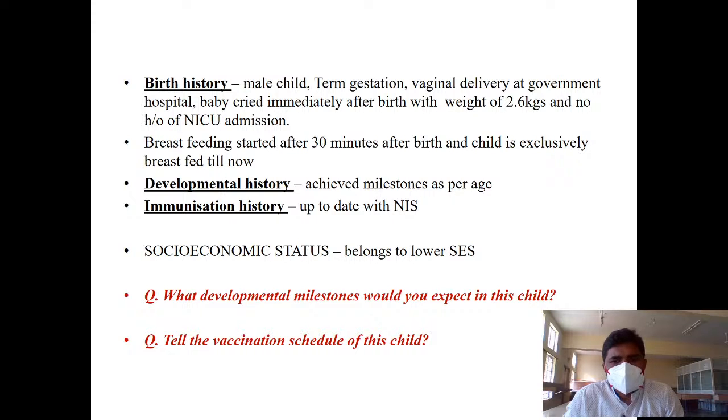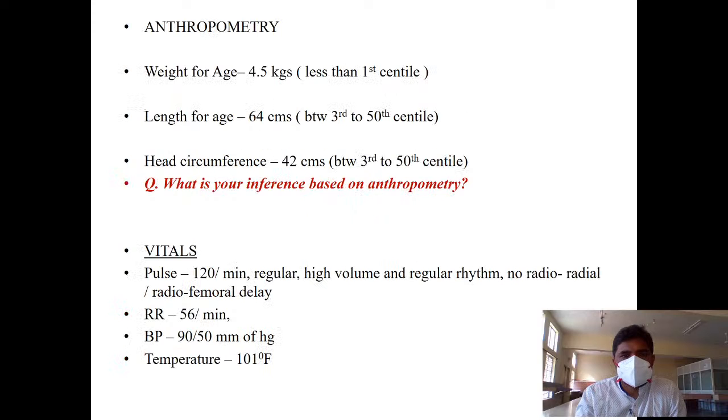Then socioeconomic status: the child belongs to a lower socioeconomic status. So this carries importance when it comes to treatment. Then, for a 6 month old child, what developmental milestones would you expect? And tell the vaccination schedule of this. These are the usual questions that you will be asked during your presentations.